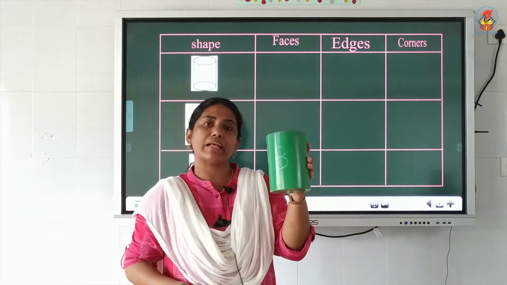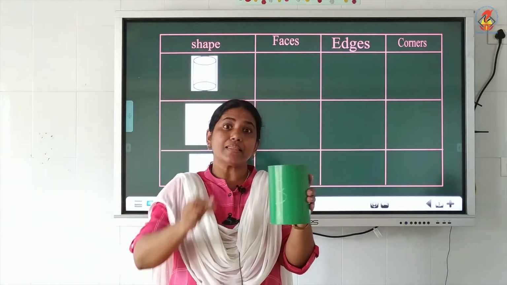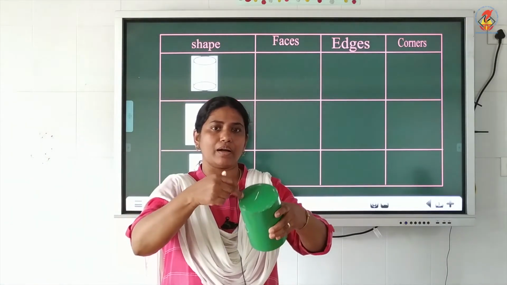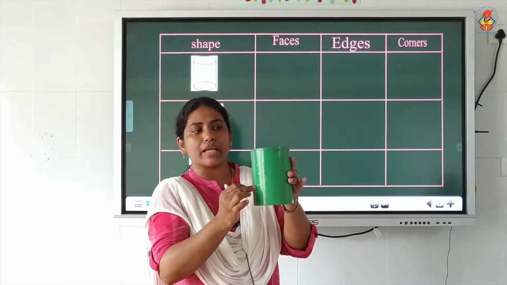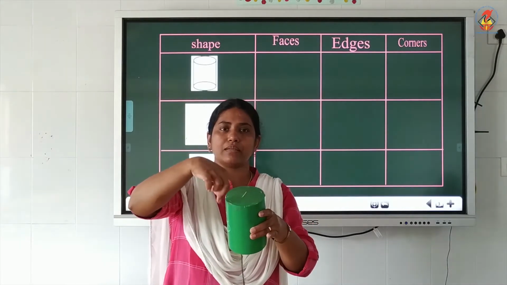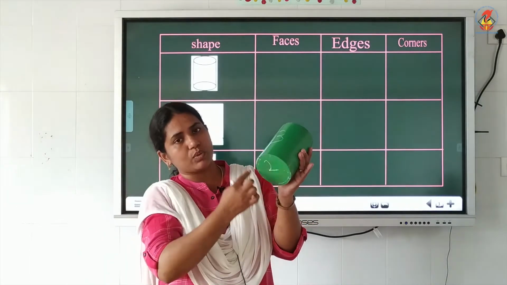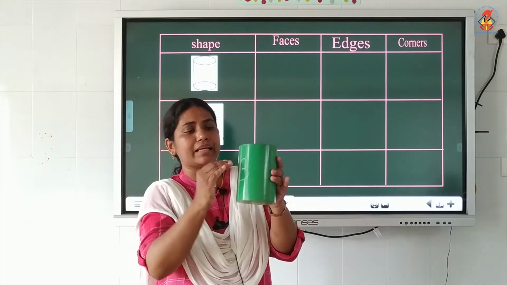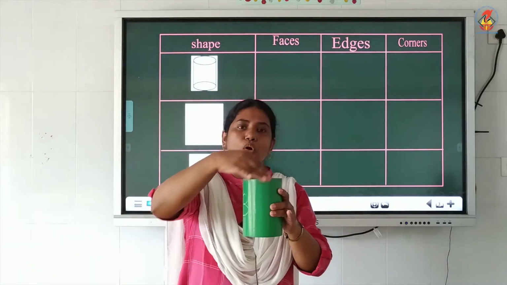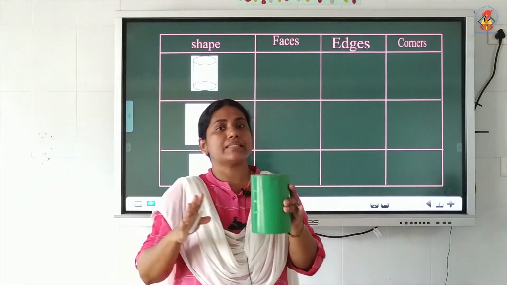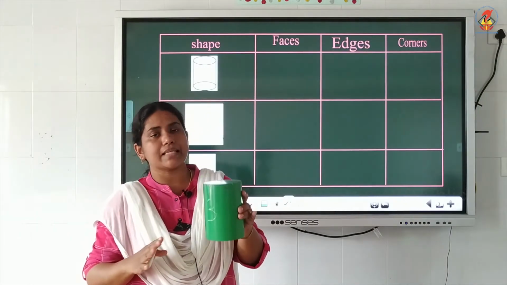Okay. So how many faces are there for a cylinder? 3 faces are there. 1, 2 and 3. So the top one is a circular face. Here also again a circular face, and here a curved face. So altogether 3 faces are there for a cylinder.